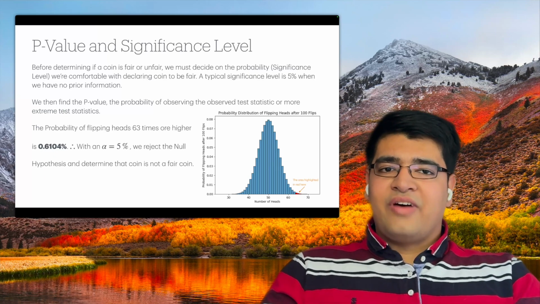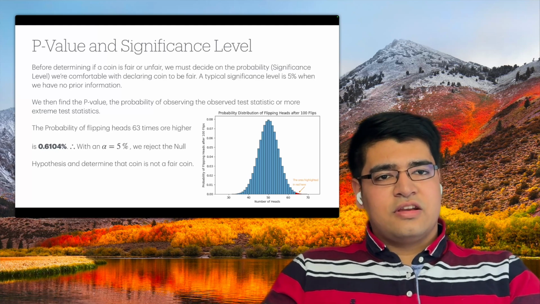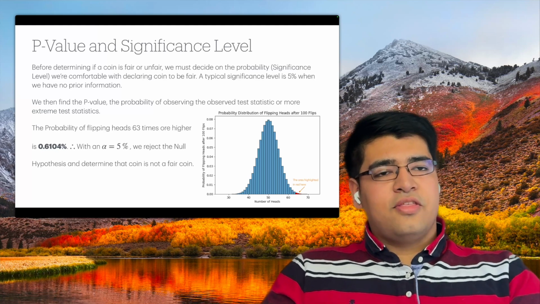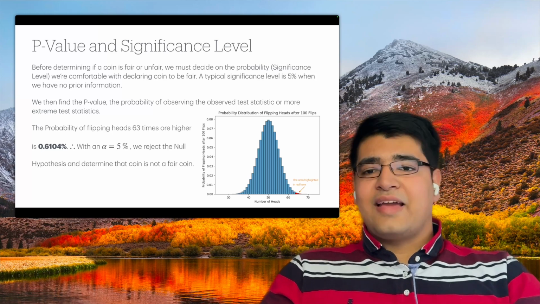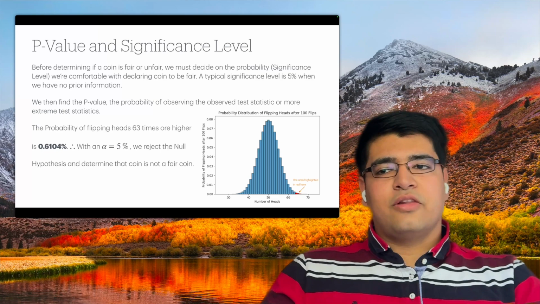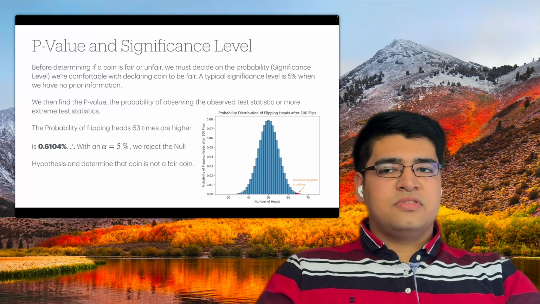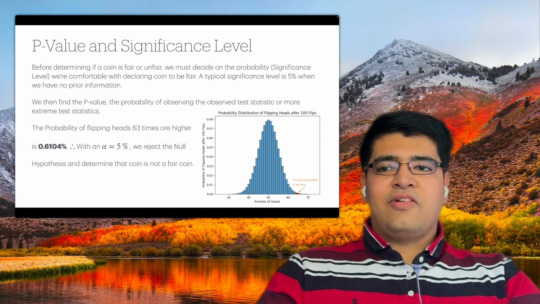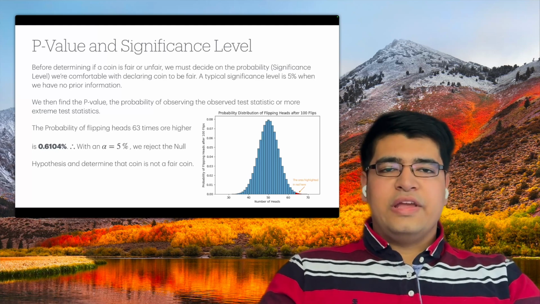We have to also find the p-value, or the probability of observing the observed test statistic or test statistics higher than the observed test statistic in the empirical distribution. The area highlighted in red in the histogram is the values that we're trying to find. The p-value for flipping heads 63 times or higher is 0.6104%, and with a significance level of 5%, we reject the null hypothesis and determine that the coin is not a fair coin.